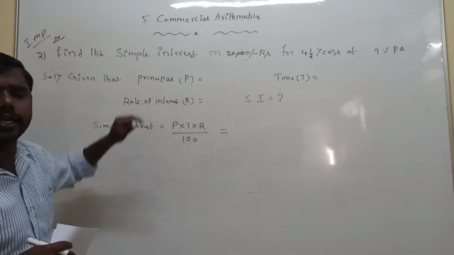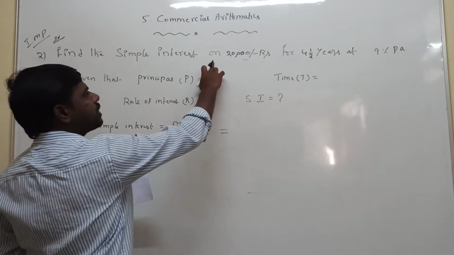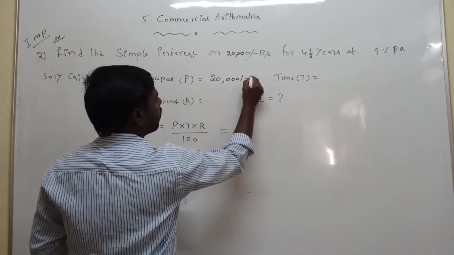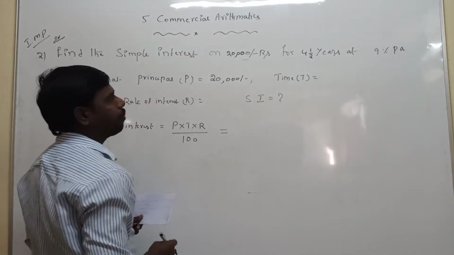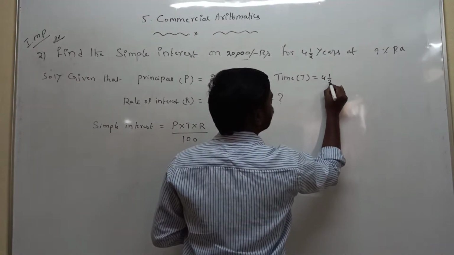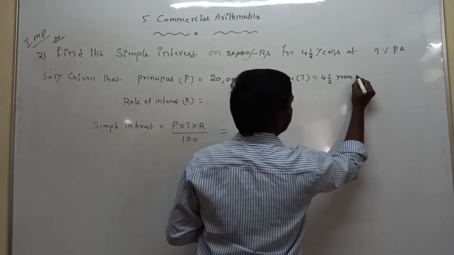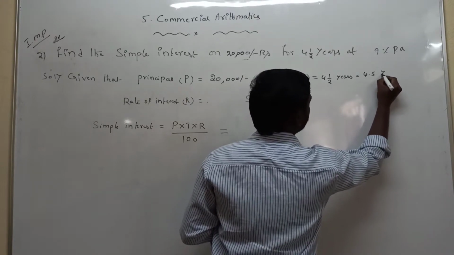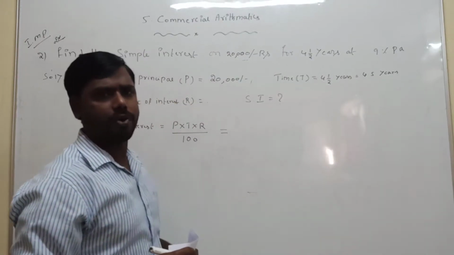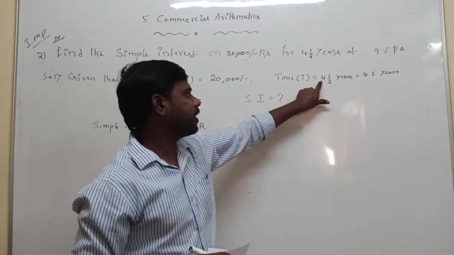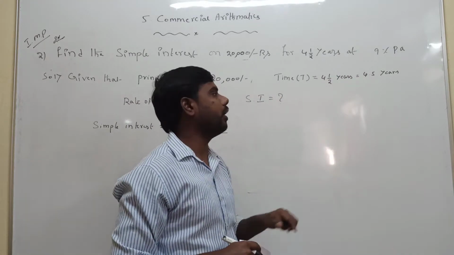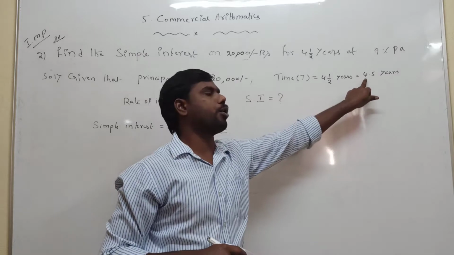We also have to calculate simple interest. What is the principal amount given? 20,000 rupees is the principal amount. Time, how many years are given? 4.5 years. 4.5 years can be written as 4 and a half years. Or else, 2 4s are 8, 8 plus 1 is 9, so 9 by 2 is also 4.5. 4.5 years is nothing but 4 and a half years.